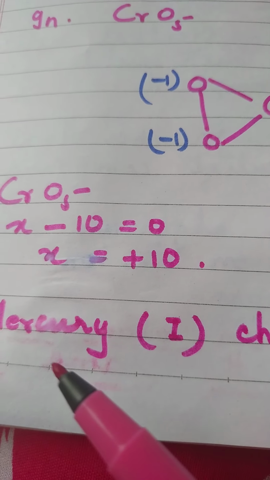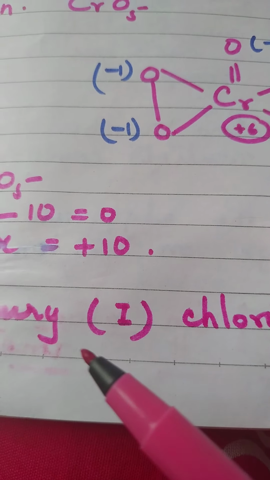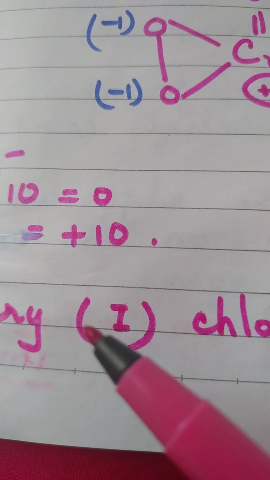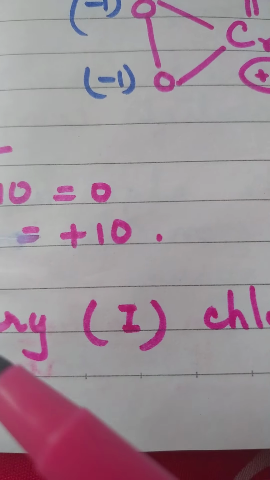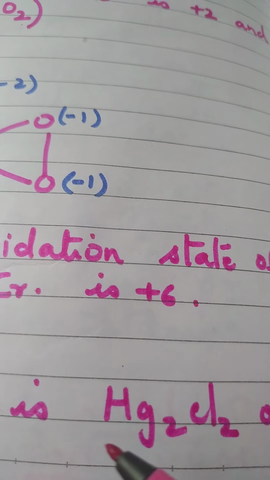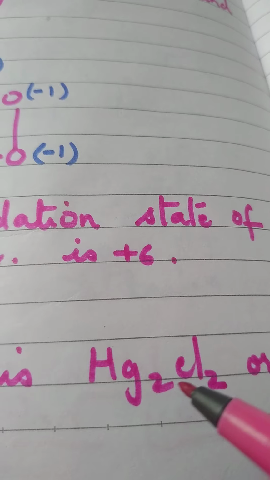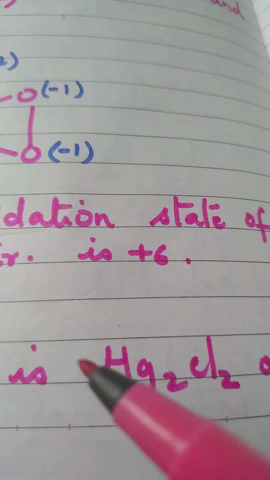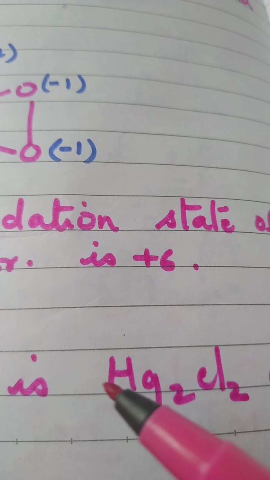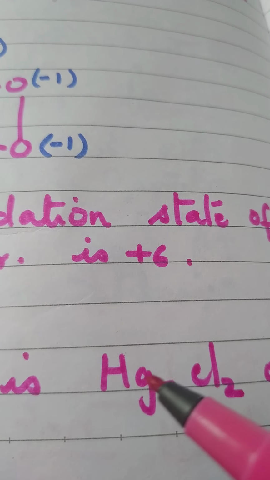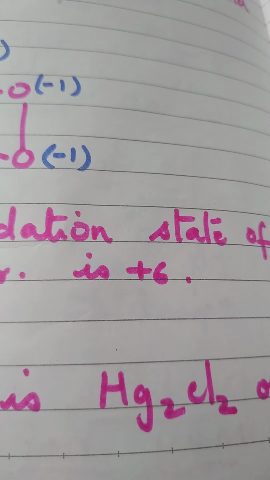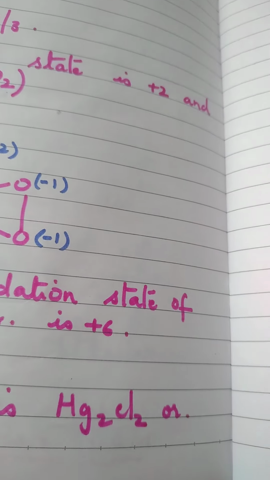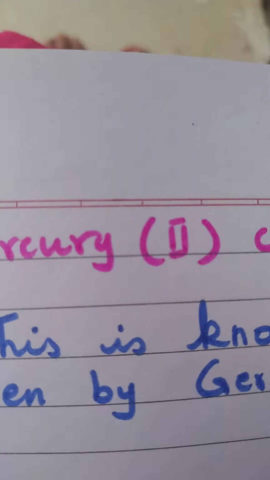One more example is mercury 1 chloride. You must have seen it written like this. You will come across a number of places in class 11 and 12 books where it is written like this: mercury 1 chloride. We will write it as Hg2Cl2. -1 is the oxidation number of chlorine and +1 is for mercury. So that is why it is written in the brackets as 1. But mercury also shows oxidation state of +2 and the formula becomes mercury 2 chloride.